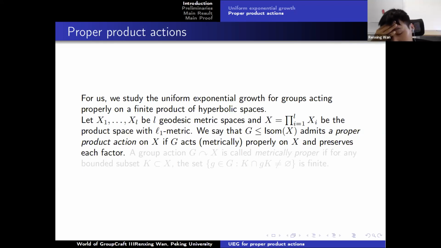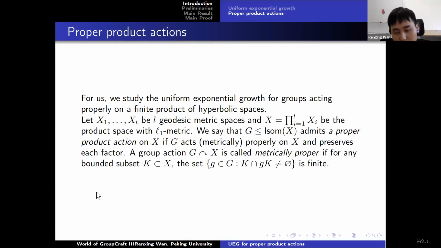Here, notice that when we say a proper action, we mean it is metrically proper, because the spaces Xi may not be proper spaces, right? A group action is called metrically proper if for any bounded subset K, not compact, the set of group elements that does not move K far away is finite. But briefly, we still call it a proper action.